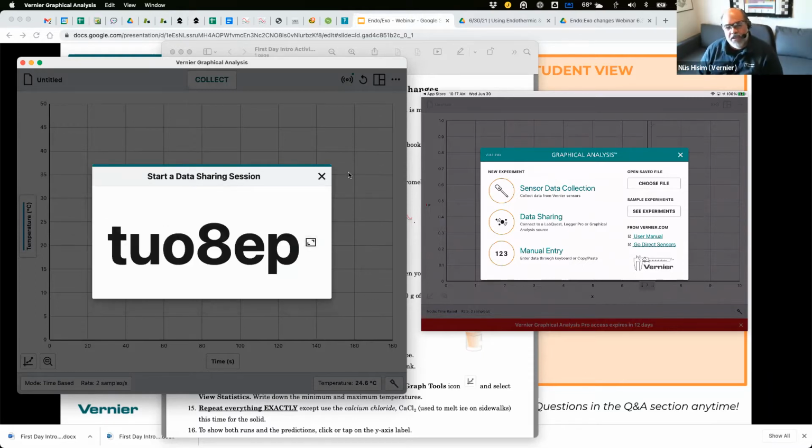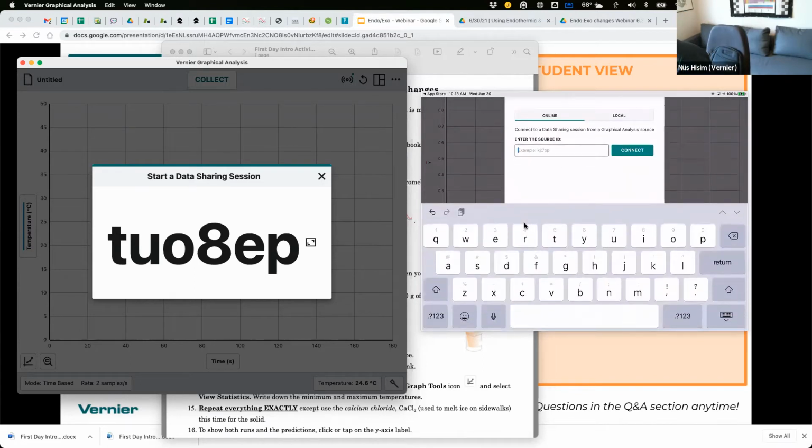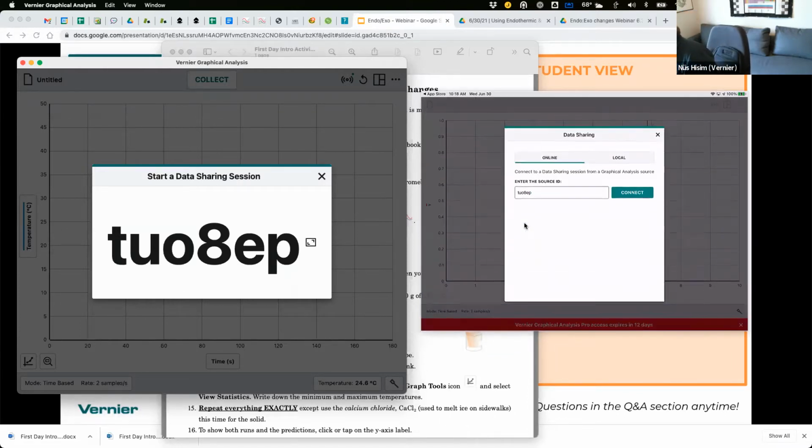There's the code. Now, on your end, what you need to do is tap here where it says data sharing. So I'm going to do that on my iPad. And what I need to do is on my iPad, I need to type in that code. So I type that code in: TUO, oops, that's not an O, 8EP. Oops, where'd the 8 go? 8EP, there we go. Once you have that code typed in, tap on connect.